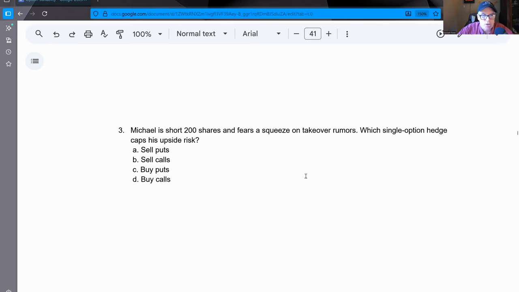Miguel is short 200 shares and fears a squeeze on takeover rumors. Which single option hedge caps his upside risk? Buy calls, because he's short, wants to buy calls.